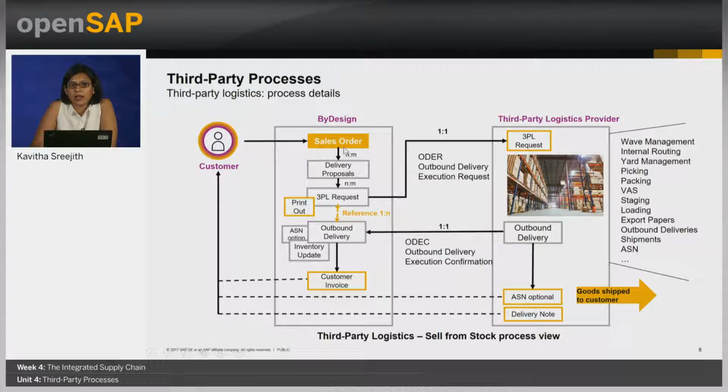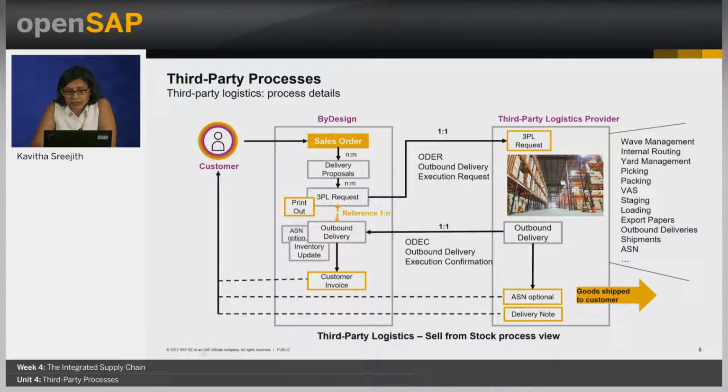So let's look at a third-party scenario with the help of sell from stock. A sales order is created in the system with the ship from location as the 3PL site. After ATP check and release from customer demand, this creates an outbound delivery proposal. The outbound delivery proposal release creates a 3PL request which can be configured to send a message to the 3PL provider telling him that now you will have a sales order which needs to be shipped out.